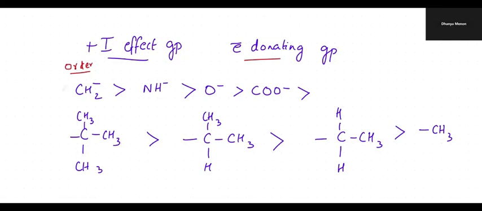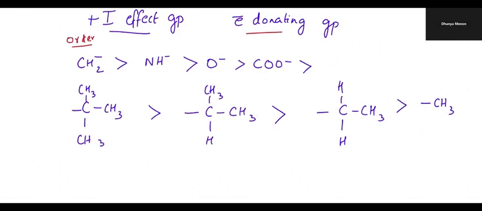Then next is the tertiary alkyl group. This is tertiary alkyl group, carbon surrounded by 3 methyl groups, and methyl groups are electron donating group. So there is accumulation of negative charge on the carbon atom. So next is secondary alkyl group having 2 methyl groups, you can see. So they donate the electrons towards the carbon atom.